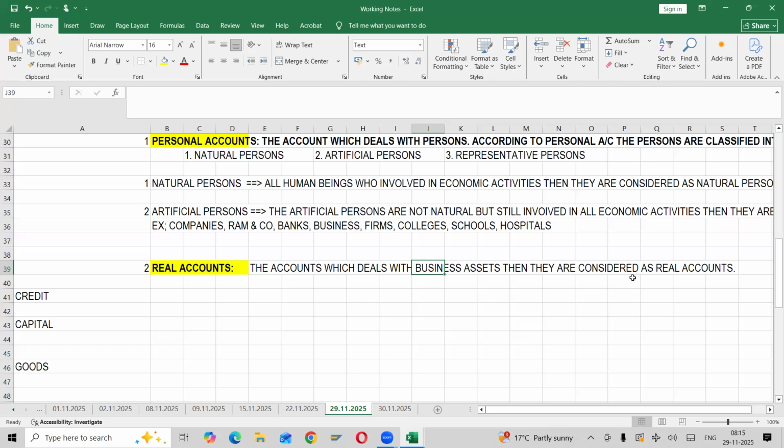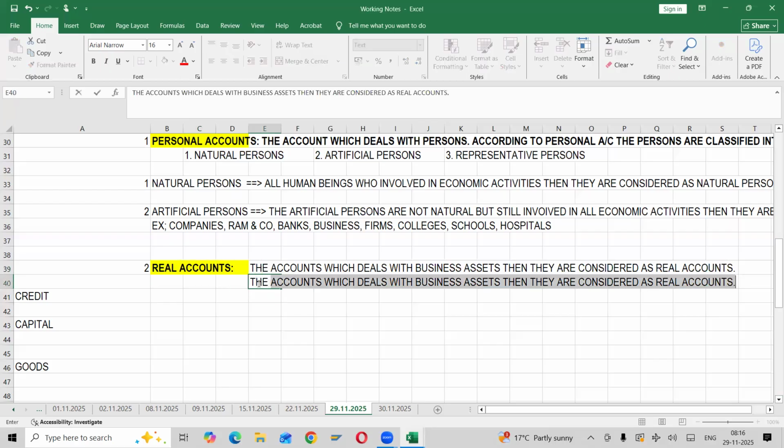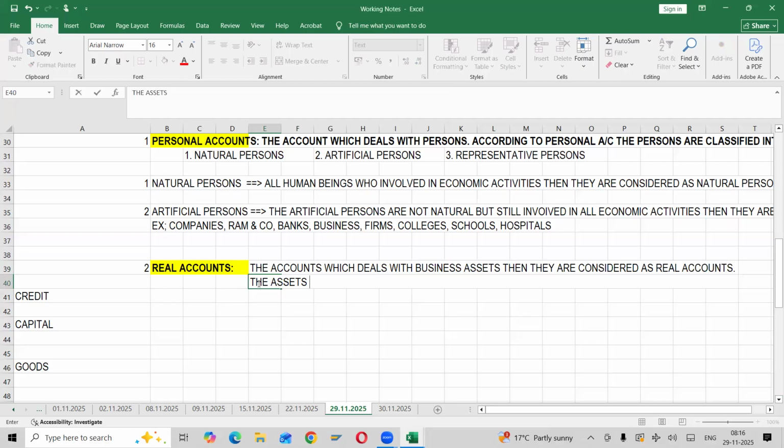So what are assets? I'll tell you what assets mean. As per real accounts, I'm going the very simple way now. The assets are classified into two types. One is current assets. Second one, fixed assets. Simple.